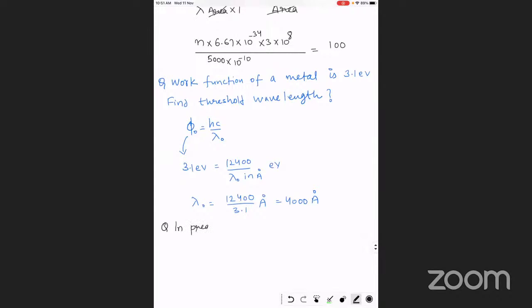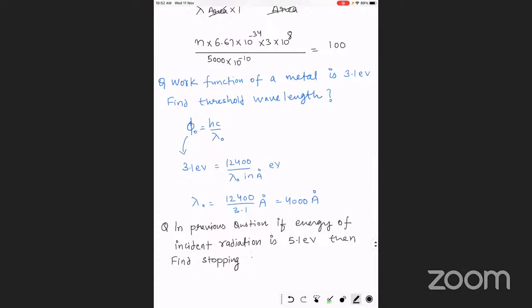In the previous question, if energy of incident radiation is 5.1 electron volt, then find stopping potential and maximum kinetic energy of ejected electron. This is for 12th. This is for 12th.